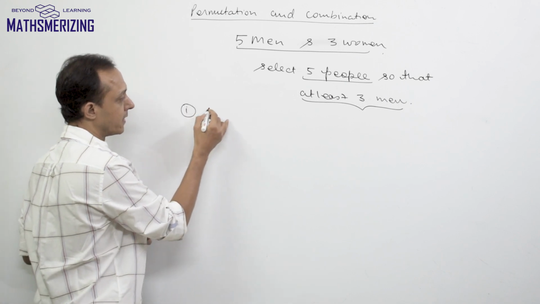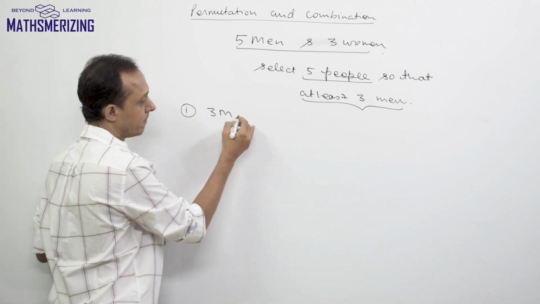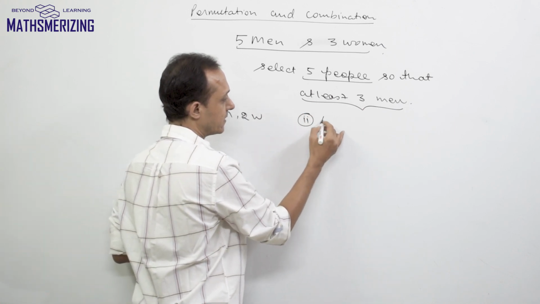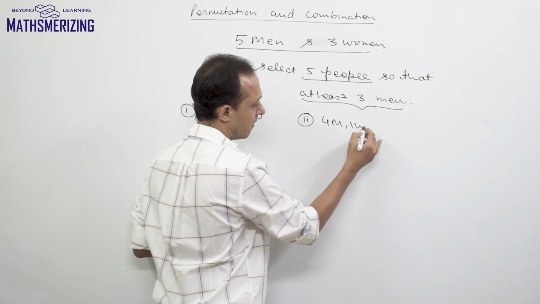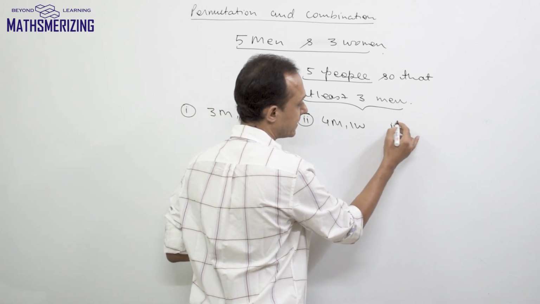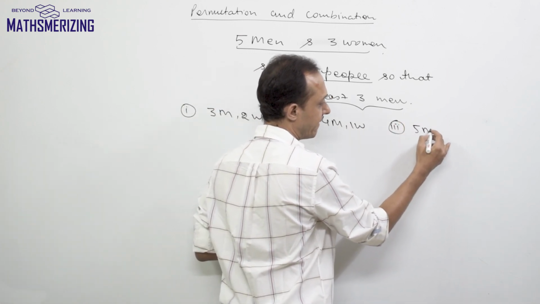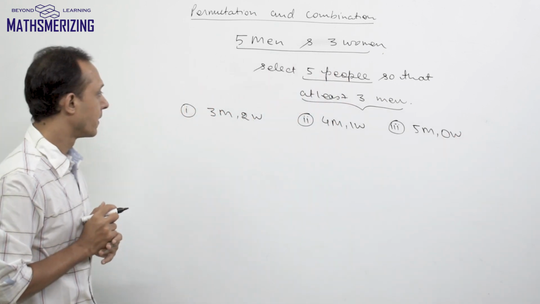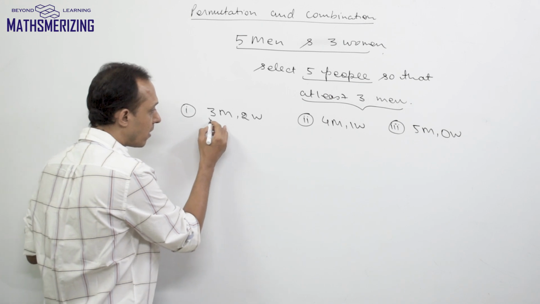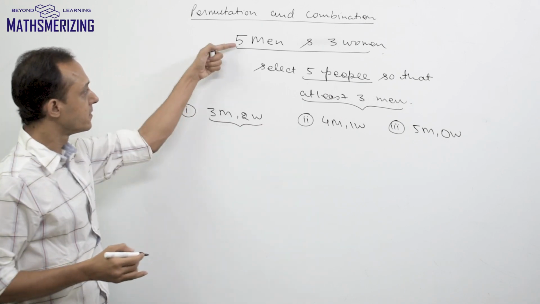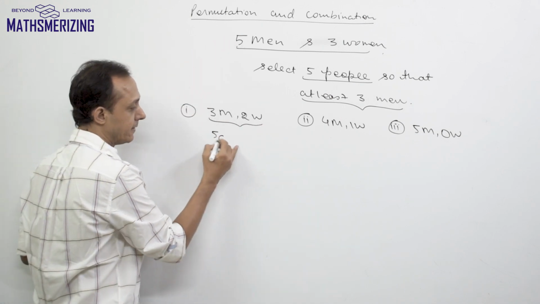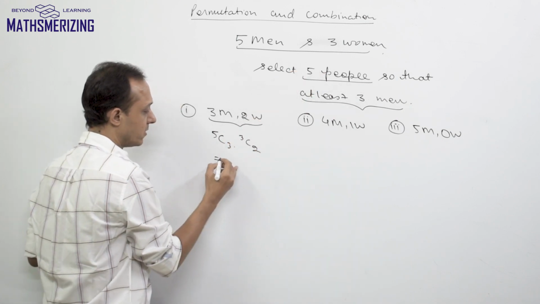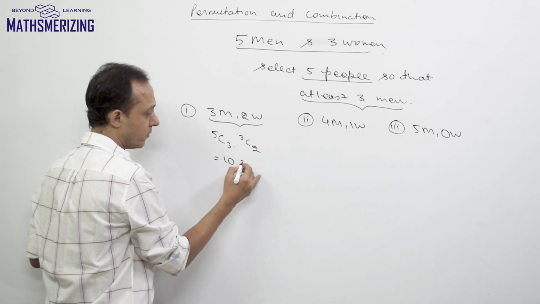Case 1, when the committee has 3 men, 2 women. Case 2, when it has 4 men, 1 woman. And case 3, when it has 5 men and 0 women. Now, how do we select 3 men out of 5? So which is simply 5C3 and then 2 women. So that is 3C2. So it is 10 into 3.